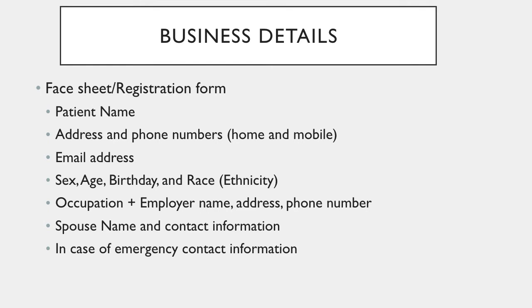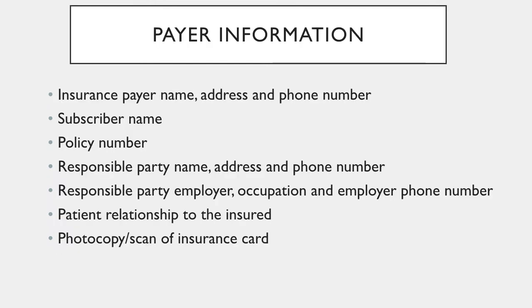Occupation and employer name. Well, we talked about, in the last domain, workers' compensation, right? But also you need to know occupation because certain occupations put patients at higher risk of certain conditions, and that's important to know. Spouse's name in case of emergency or contact. Okay. All right. In addition, we have to know who is going to pay for the wonderfulness of the services we provide to this patient.